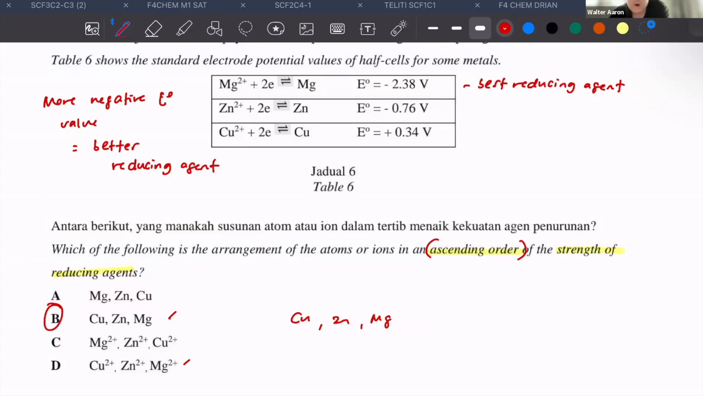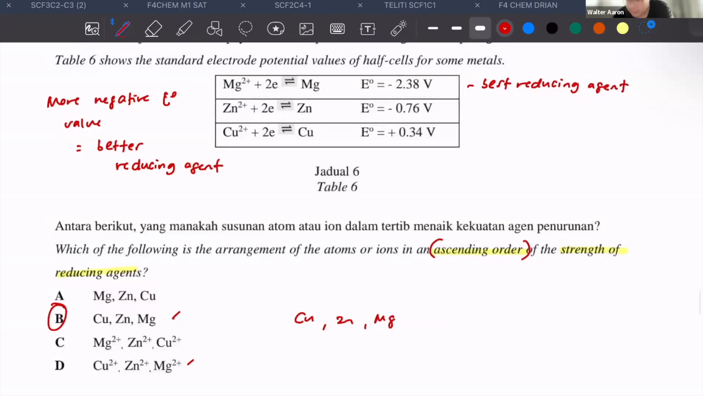D cannot be because they are all oxidized already. In order for them to undergo oxidation, they must lose electrons. But in D, all the ions already lost electrons. So how are you going to lose more electrons? It doesn't make sense, right? So B is when before it loses electrons. It wants to be more stable, to achieve octet technically. So atoms of copper, zinc, and magnesium can release electrons to be oxidized, and therefore only then they can act as a reducing agent. So B is the answer.